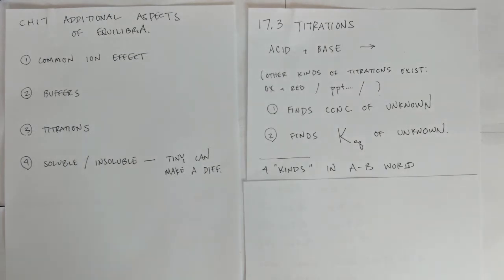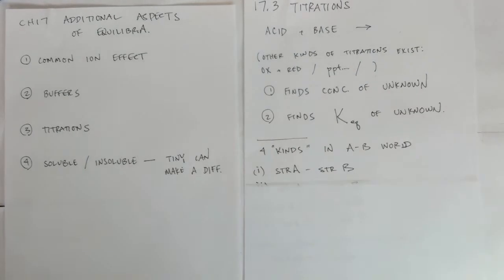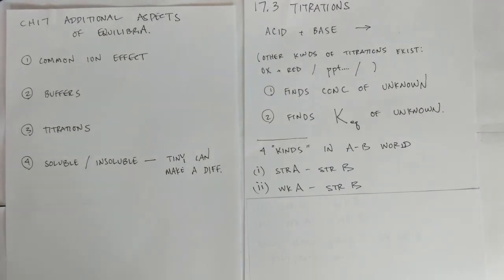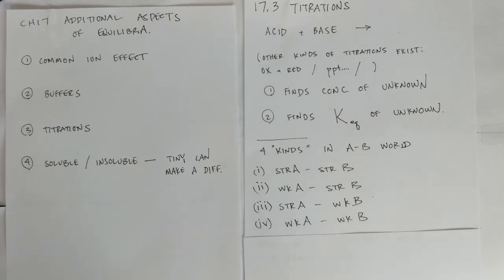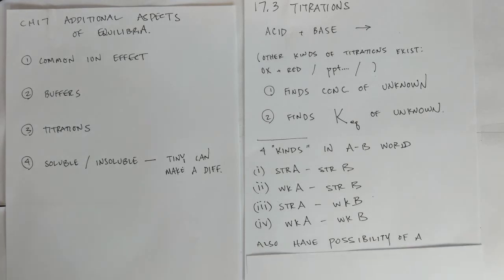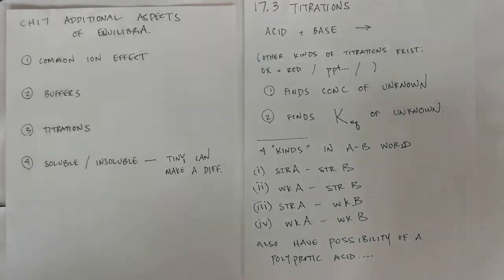There are four kinds of titrations in the acid-base titration world. There is a strong acid, strong base titration. There is a weak acid, strong base titration. There is a strong acid, weak base titration. And there is a weak acid, weak base titration. We also have the possibility of having a reaction including a polyprotic acid. So a polyprotic acid, remember, is one that has more than one hydrogen atom attached to it. We'll look at that in a lab.